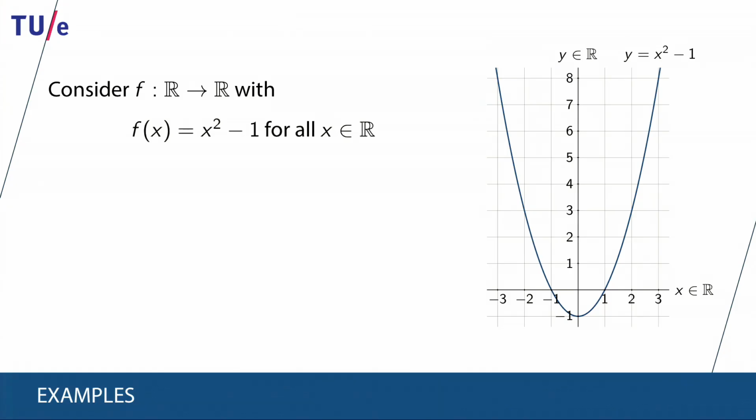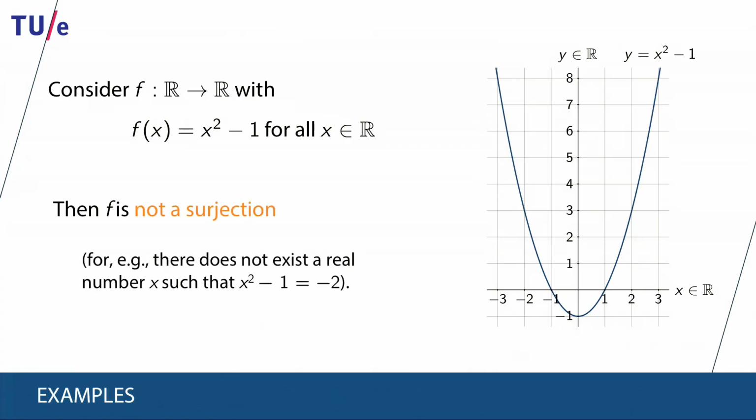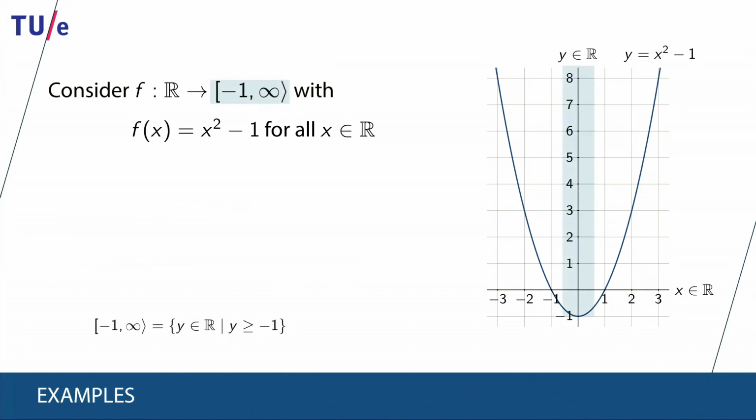Next, consider the mapping from real numbers to real numbers with the same specification. It is not a surjection for many reasons. One reason is that minus 2 plus 1 is not the square of a real number. But we may restrict the codomain of f to be the interval from minus 1 to infinity. Recall that the interval notation is just another way of specifying the set of all real numbers greater or equal minus 1. This mapping is a surjection since for every real number y greater or equal minus 1, there exists a real number x such that x squared minus 1 equals y.